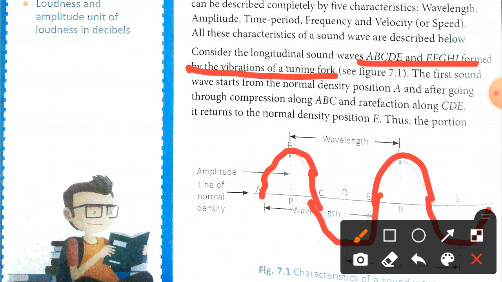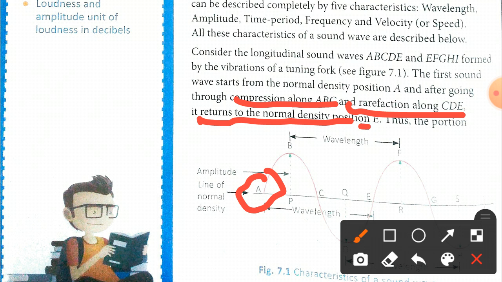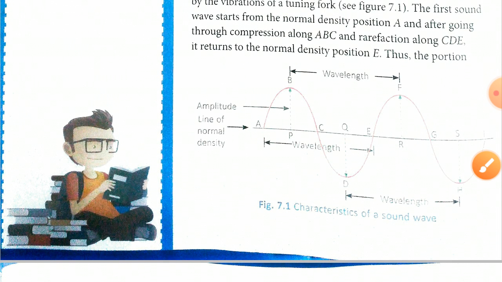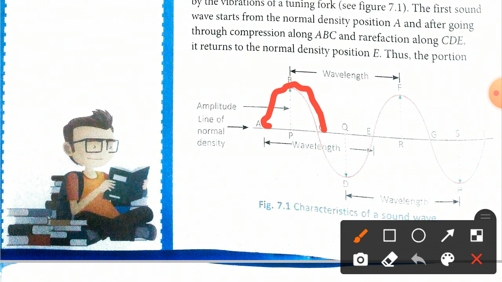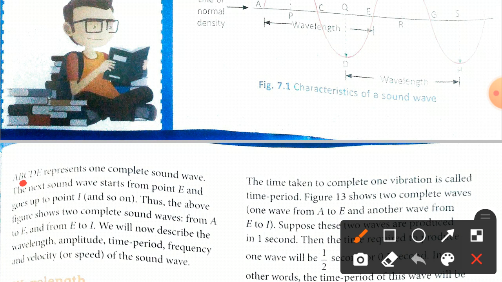The first sound wave starts from the normal density position A. This is the normal density position A. After going through the compression along A, B, C and rarefaction along C, D, E, it returns to the normal density position E. Clear? So the portion you can see here, A, B, C, D, E, this upper portion, represents one complete sound wave.